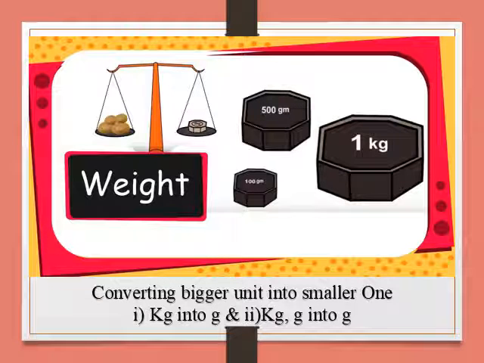See here, the weight by which we can measure anything. The weight of different objects and different materials we can weigh: 500 gram, 1 kg, 100 gram. In this way, it is the balance which we used to use in the marketplace. So we use this to measure the weight of any object. So we will see how to convert the bigger units into smaller ones, that is kg into gram, and kg and gram into gram.